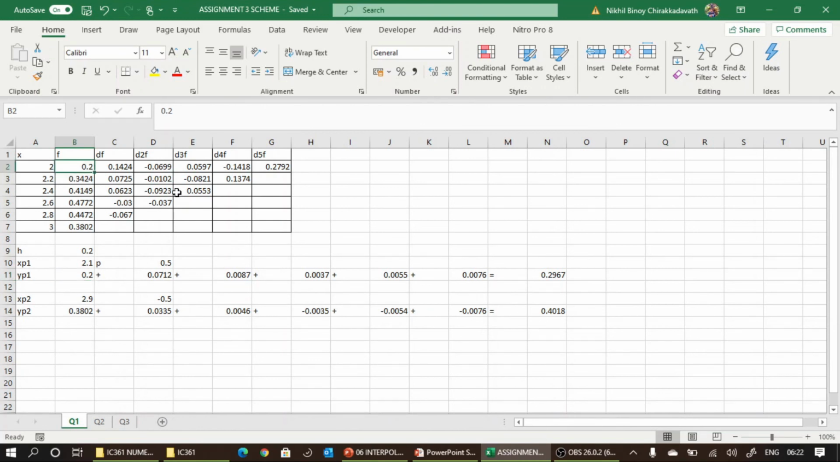if it is 0.2. So what about the student with roll number 54? That is R by 10, 54 by 10, 5.4. So this is 5.4. Then this is the data. So for a different student, this data will be different. So I used 1.7 here. So for me, this one is the data.